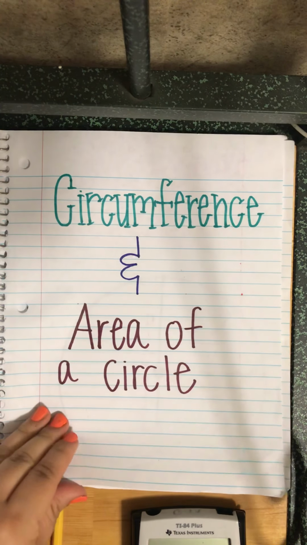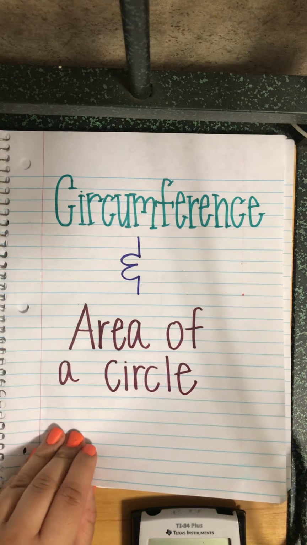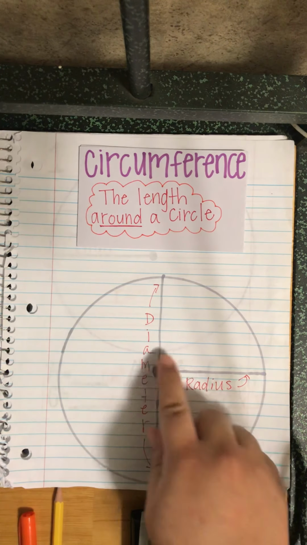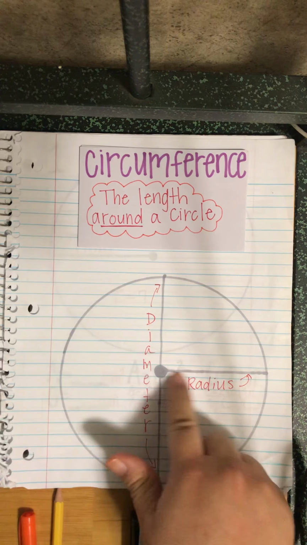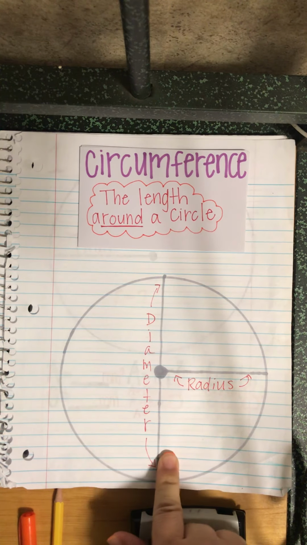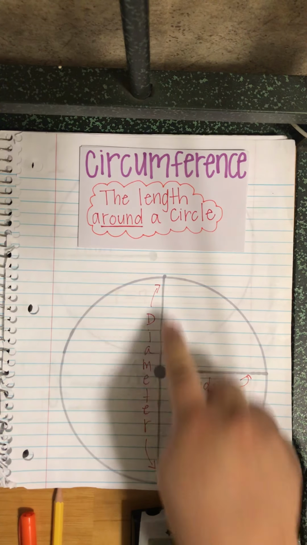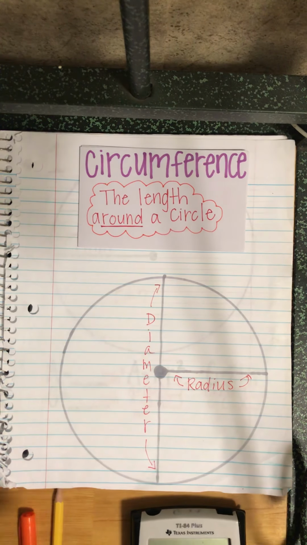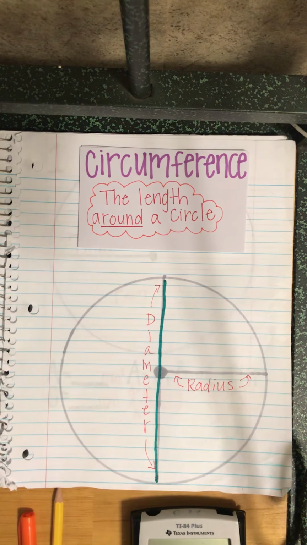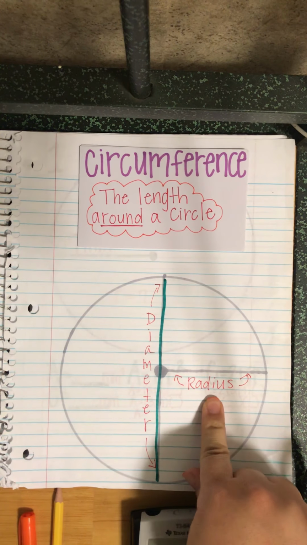Alright, so circumference and area of a circle. We're going to start out with some terms. So here we have a circle, and I have it labeled here diameter and radius. So what is a diameter? A diameter is a straight line passing from side to side through the center of the body. So this line right here is the diameter. I'm going to line it in green right now. That is the diameter.